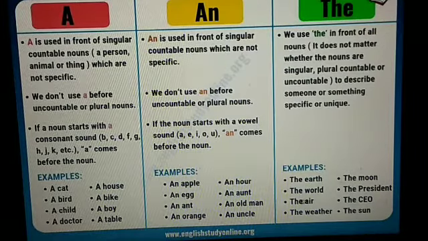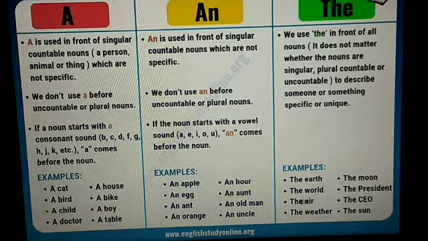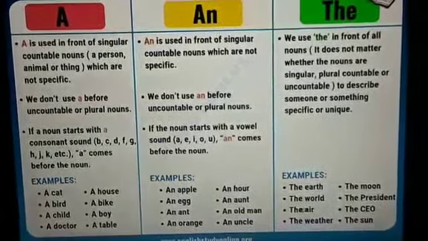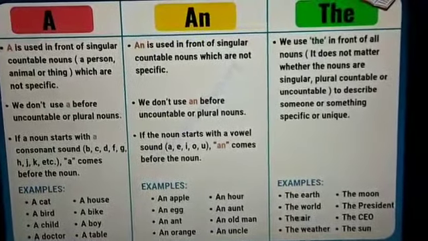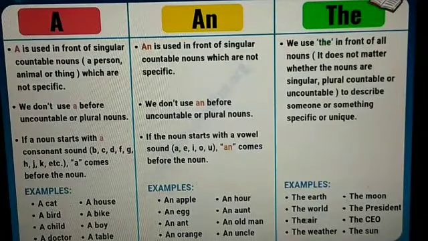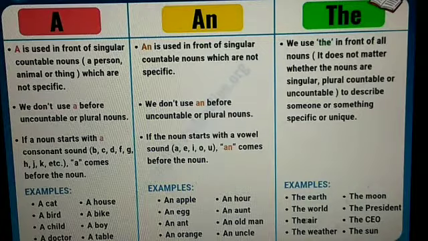Coming to the next, that is the definite article usage. "The". We use "the" in front of all nouns. It does not matter whether the nouns are singular, plural, countable or uncountable, to describe someone or something specific or unique. Example: the earth, the moon, the world, the president, the air, the CEO, the chief educational officer, the weather, the sun.